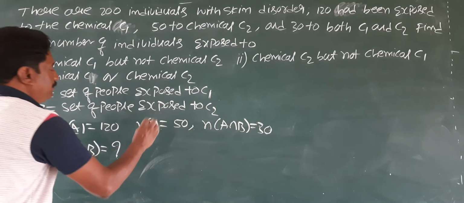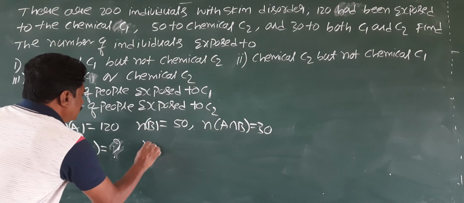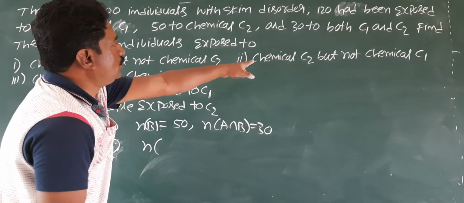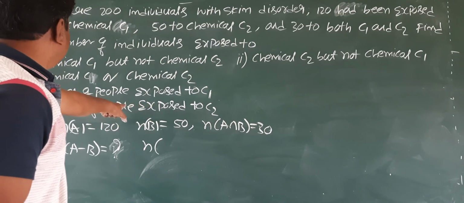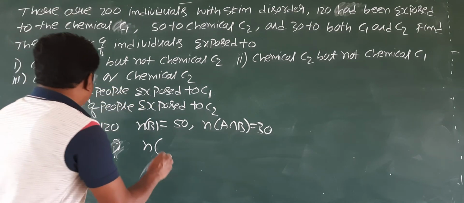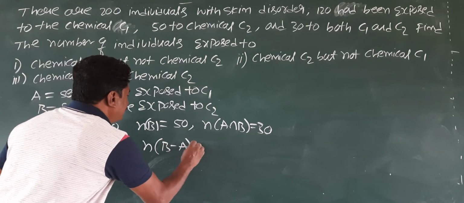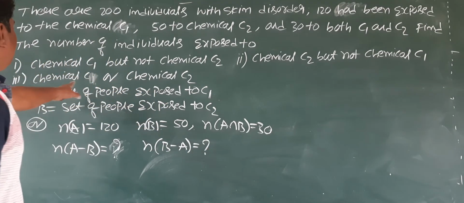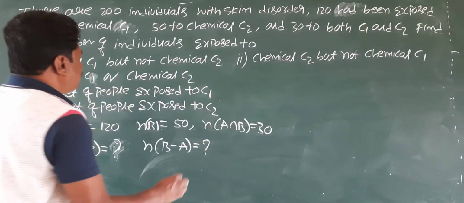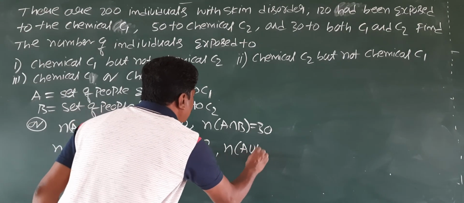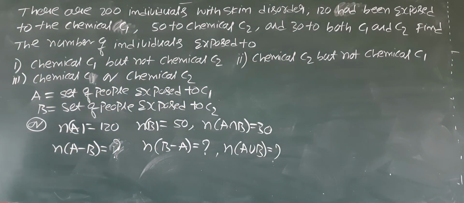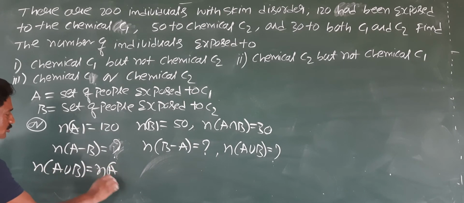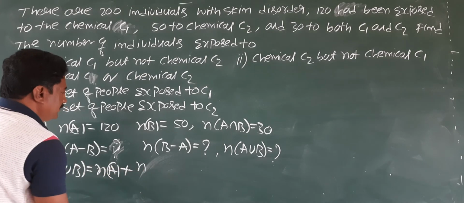Next, the number of elements in chemical C2 but not C1. C2 means B, and not C1 means not A. So the number of elements in B minus A is required. Third question, exposed to chemical C1 or chemical C2: the number of elements in A union B is required. Let us calculate these using formulas. The number of elements in A union B is Na plus Nb.